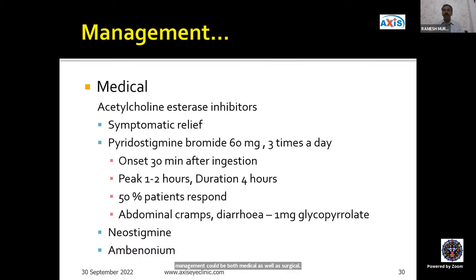So we use acetylcholine esterase inhibitors in these. This gives symptomatic relief. So the drug of choice is pyridostigmine bromide, 60 milligrams, starting with 3 times a day. The onset of action is about 30 minutes after ingestion. The peak action is 1 to 2 hours, and the duration is for about 4 hours. 50% of the patients are going to respond to this. Some side effects which patients may experience are abdominal cramps and diarrhea, for which we can give 1 milligram of glycopyrrolate. Alternatives to pyridostigmine are neostigmine and ambenonium.